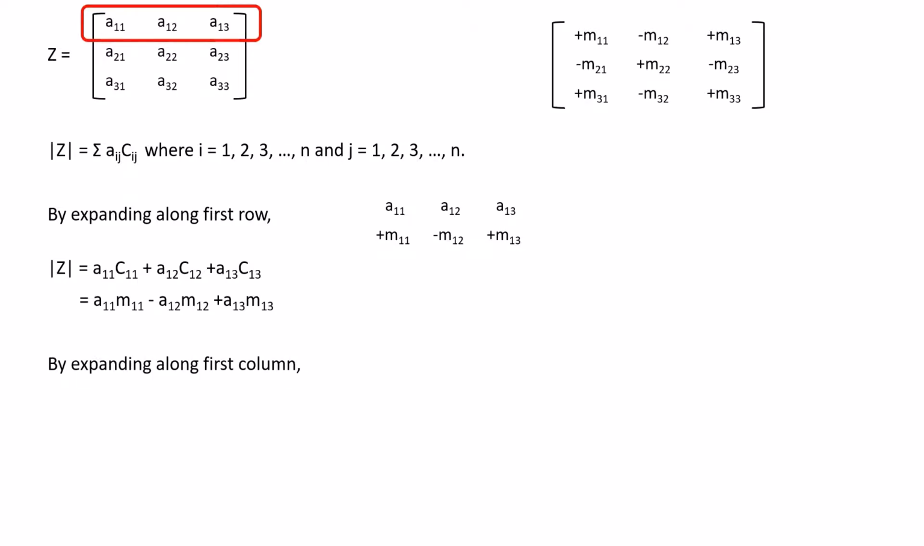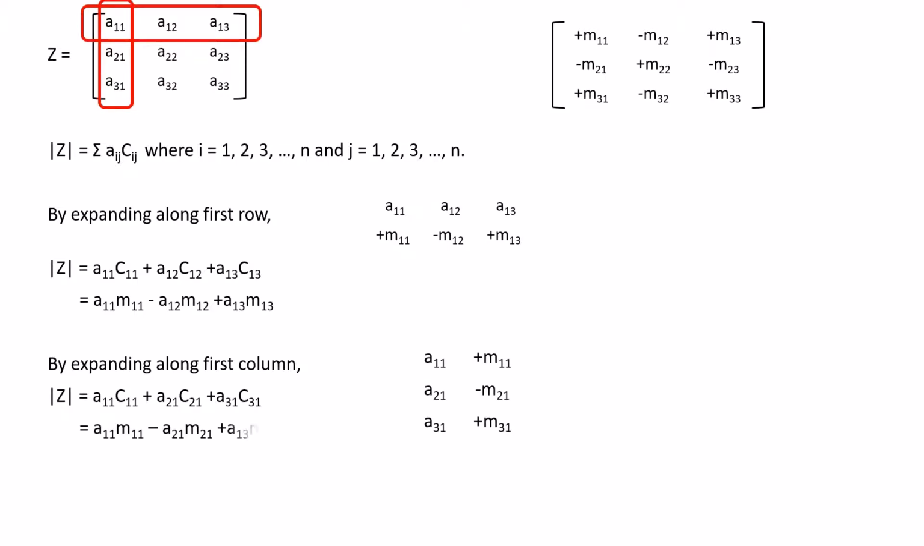Next, by expanding on the first column, write out the formula where the determinant of Z equals A11 multiplied with C11 plus A21 multiplied with C21 plus A31 multiplied with C31. Substitute the respective minor into the cofactor in the equation. For your information, in finding the determinant, you may expand along any row or any column.